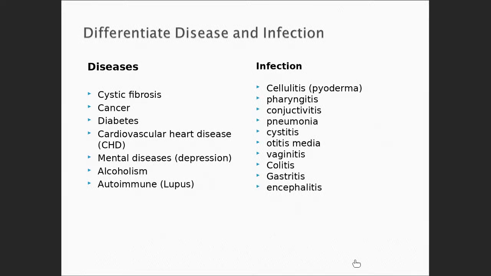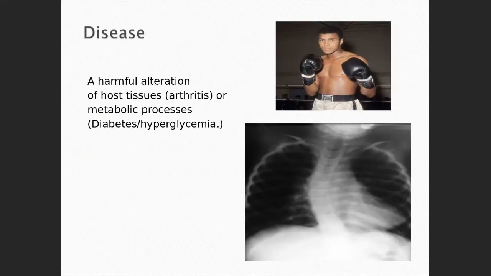And autoimmune diseases like lupus, right? So these are all going to be associated with some type of dysfunction, either of host tissue like arthritis or of some other metabolic process like diabetes or hyperglycemia, right? So that's a disease, right?